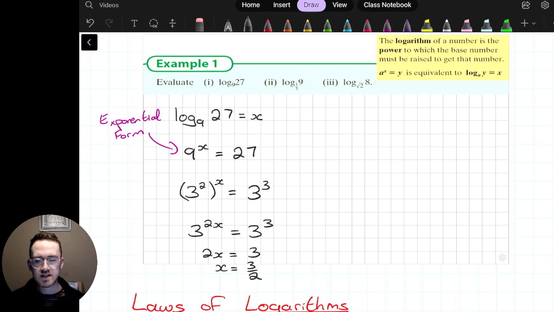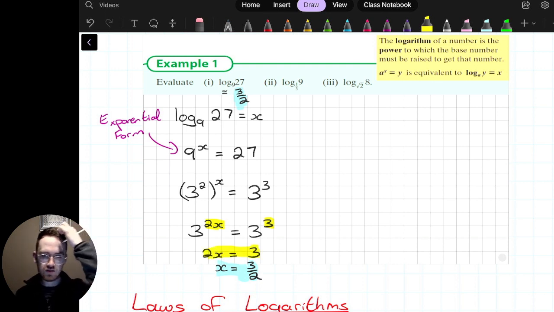Okay, so that means that the answer to log to the base 9 of 27 is 3 over 2. Okay, so let's just highlight that answer for us here. Just making sure that we can see where everything's happening there. So at this point here, I'm just setting the exponent, so the power, equal to each other. Again, these are things that we've seen in the previous section. So the key part there is this change from log form to exponential form. Once we've got to exponential form, we should be able to finish the question out from there.